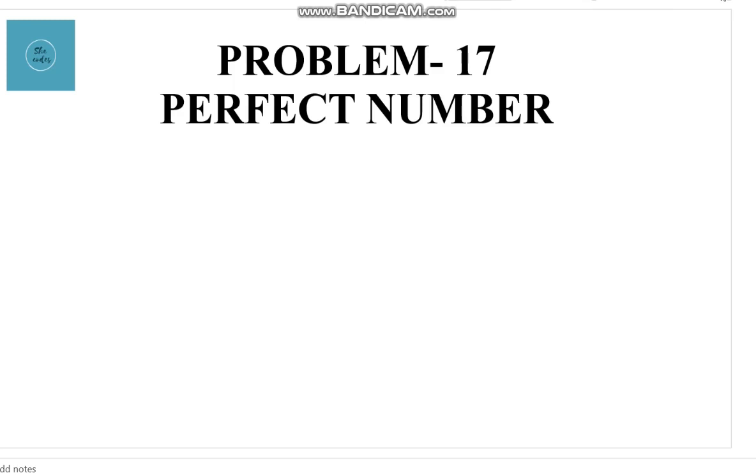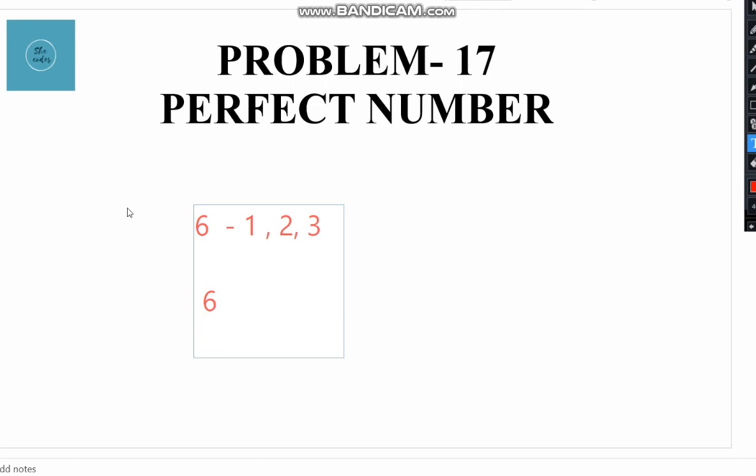So, what is a perfect number? A number that can be represented as the sum of its factors, except the number itself, is known as a perfect number. For example, here we have the number 6. 6 is a perfect number. How is it a perfect number? The factors of 6 are 1, 2 and 3. Now, if I add these factors except the number itself, so except 6, I will get 6. Therefore, 6 is a perfect number.